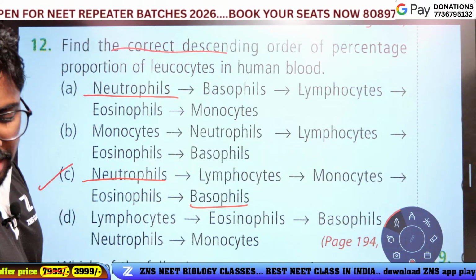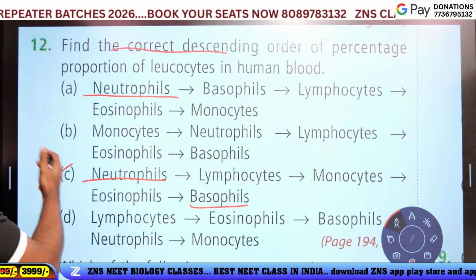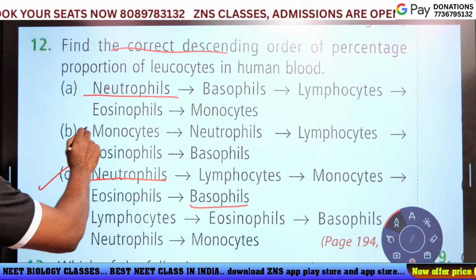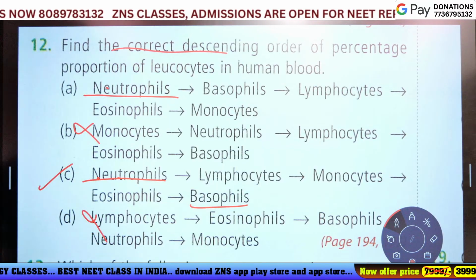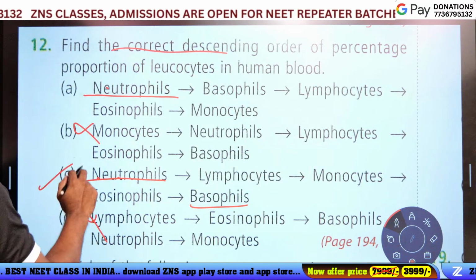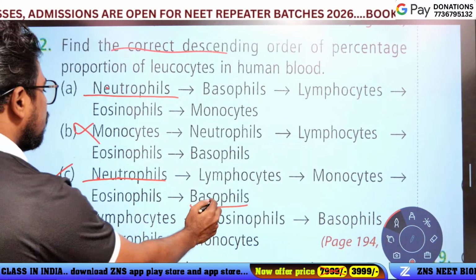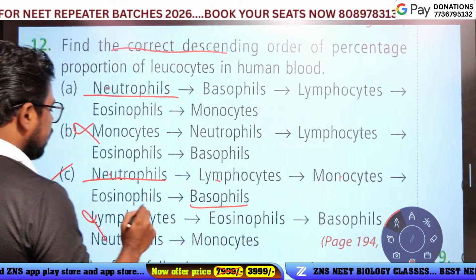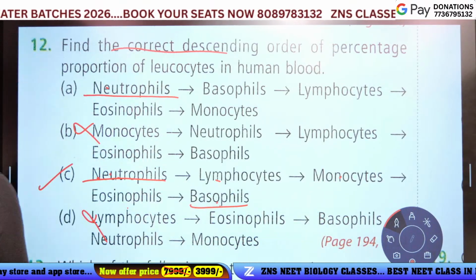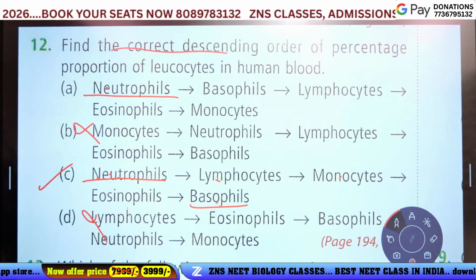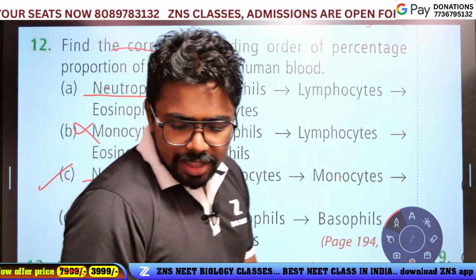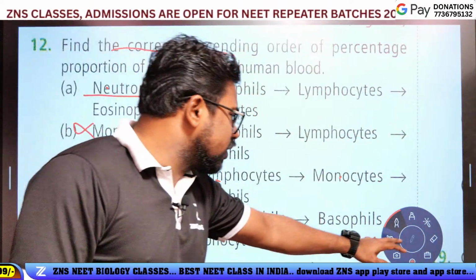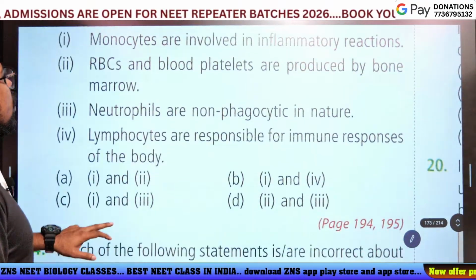Simple. The most abundant is the neutrophil, not the monocyte, not the lymphocyte. The order is neutrophil, lymphocytes, monocytes, eosinophil and basophil, so option C is the answer. Very simple, very quick. You can crack a question like this within seconds. Okay, next question.